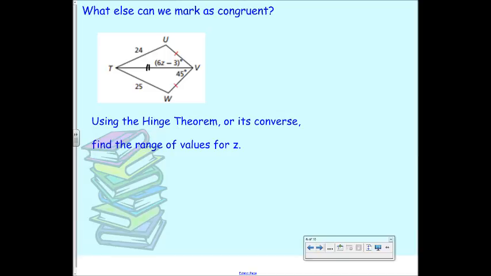45 is bigger. Why? 25 is greater than 24, so that means this angle right here has to be bigger than this angle. So what inequality could I write? 45 is greater than 6z minus 3. Now what do I do?